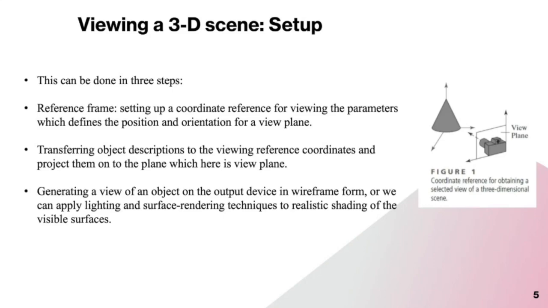Generating a view of the object on the output device in wireframe form, we can apply lighting effects and surface rendering techniques for realistic shading of the visible surfaces. As we can see in the picture, if a cone is placed in front of a camera, all you can see is a triangle from one angle, because it's a 2D view. The coordinate reference will show only that particular shape from one point of view.